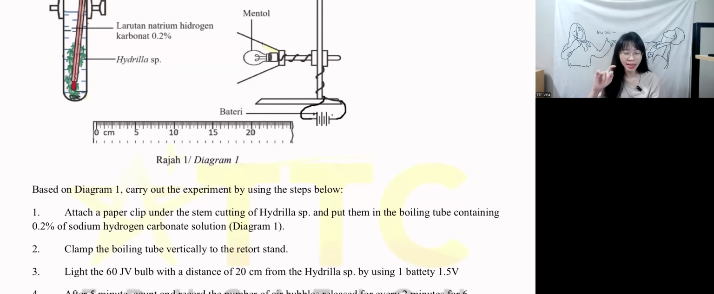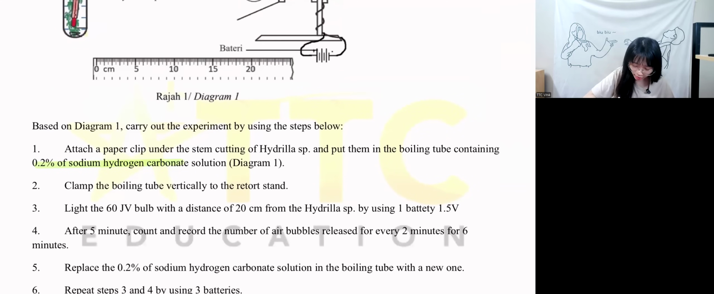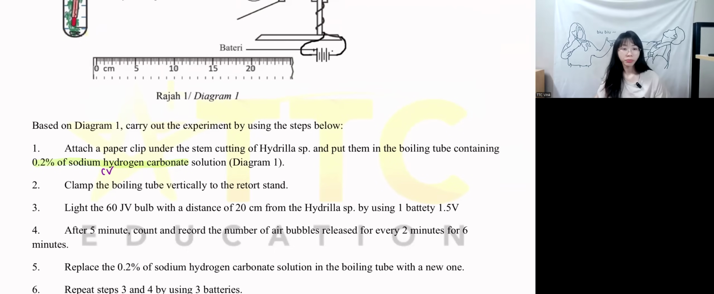Okay, the procedure here says that based on diagram 1, carry out the experiment by using the steps below. Attach a paper clip under the stem cutting of the Hydrilla species. When you cut the stem, you put a paper clip. Why? Because, as I mentioned, you have to allow it to sink into the water. Put it into a boiling tube containing 0.2 sodium hydrogen carbonate solution. This will be your constant variable.